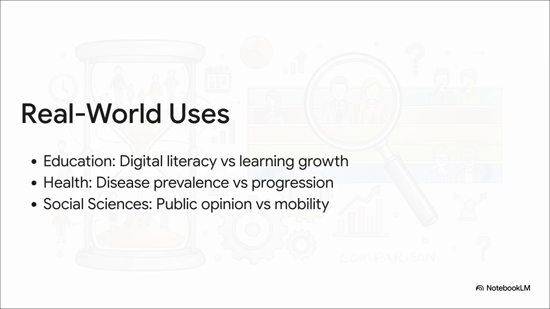In health, cross-sectional data tells us the current prevalence of a disease in a city, right now, which is great for immediate triage and resource allocation. But longitudinal data tracks those patients to see the progression of that disease over a lifetime, informing long-term care strategies. And in the social sciences, you use snapshots for today's public opinion polls right before an election, but you use moving pictures to track generational social mobility across entire decades.